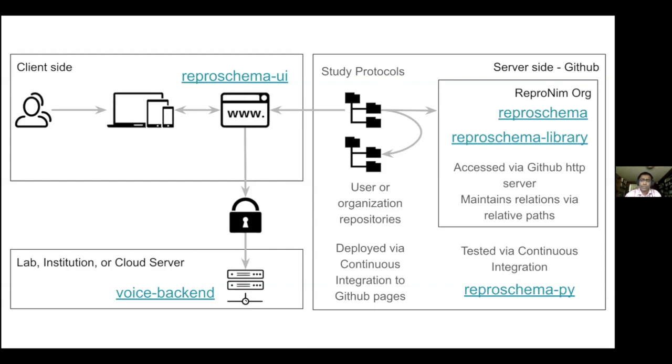The ReproSchema and ReproSchema library itself is accessed via GitHub's HTTP server. And because we are using JSON-LD, it maintains relations via relative paths across the items, activities, and protocols. So it's a very linked way on the web to relate to very specific elements of either the library or the schema that allows you to create a consistent study protocol and that you can then use to collect data on the client side with it.